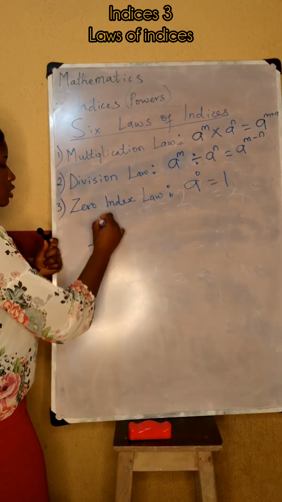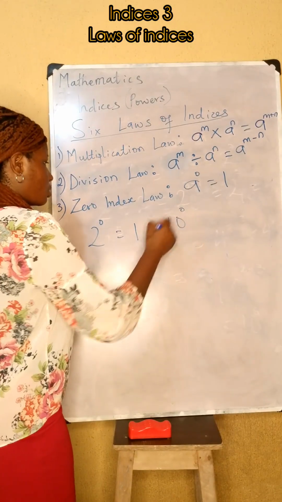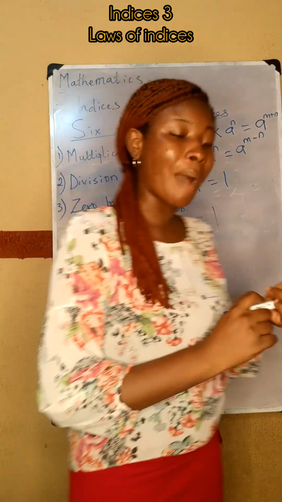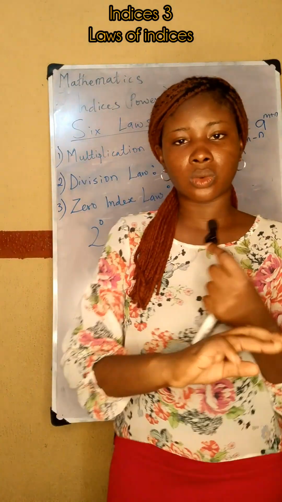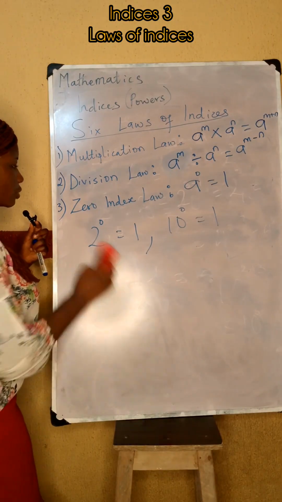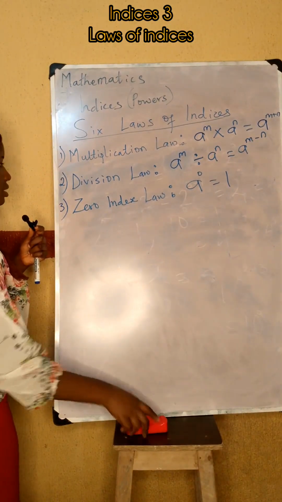So even if I have 2 raised to power 0, the result is 1. 10 raised to power 0, the result will be 1. Even if the number is 1 million, as long as you raise it by 0, the result is 1. That's just the third law, the zero index law, and I think that's very easy. So let's look at the fourth law of indices.